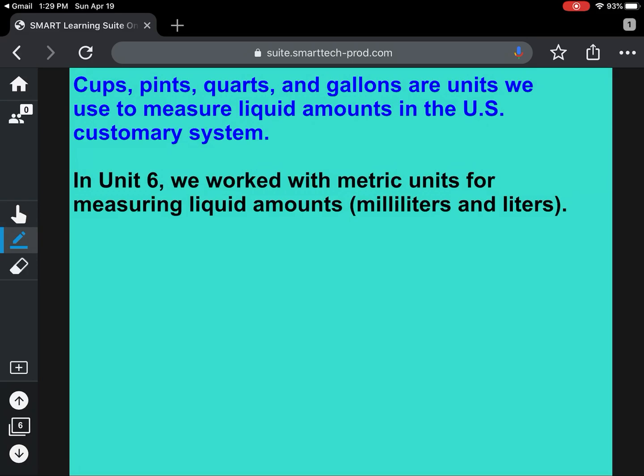What you need to remember is cups, pints, quarts, and gallons are all units that we use to measure liquid amounts in the U.S. customary system. In Unit 6, we worked with metric units for measuring liquid amounts. Those units were milliliters and liters.